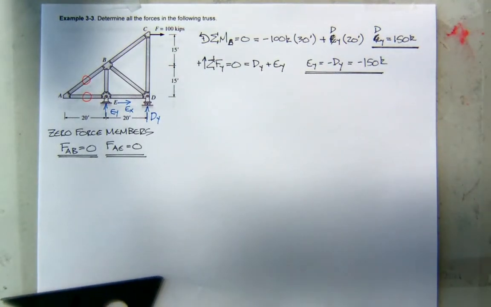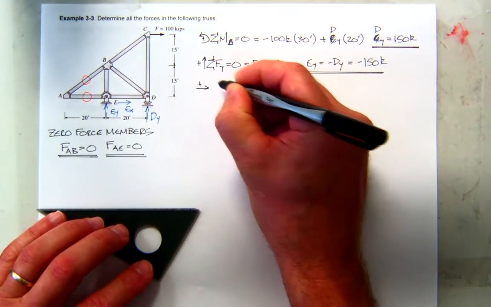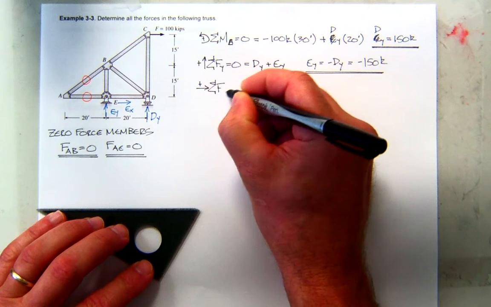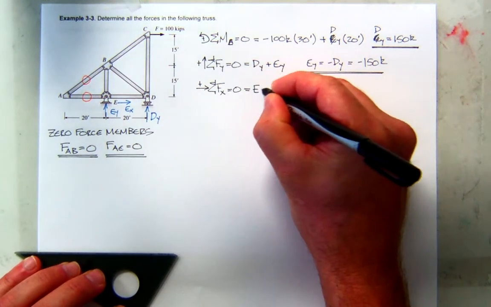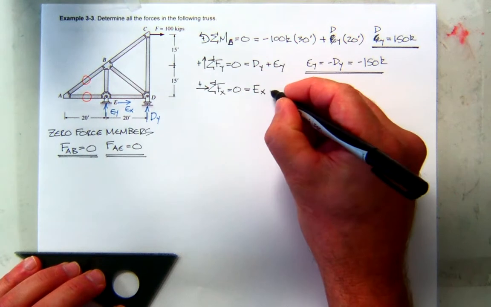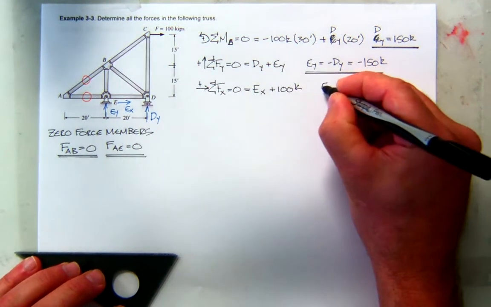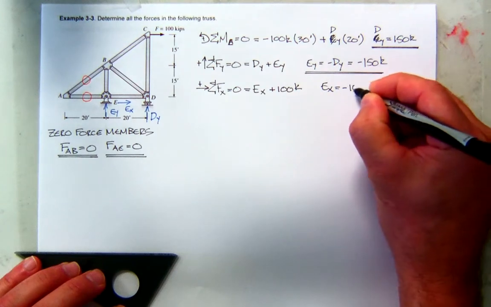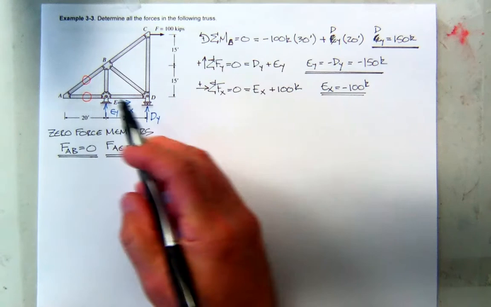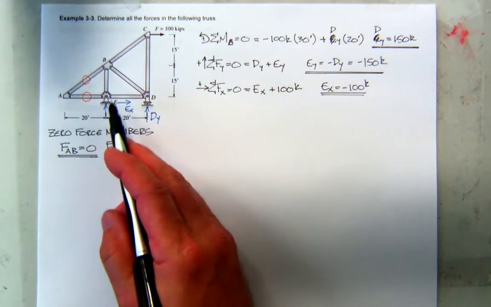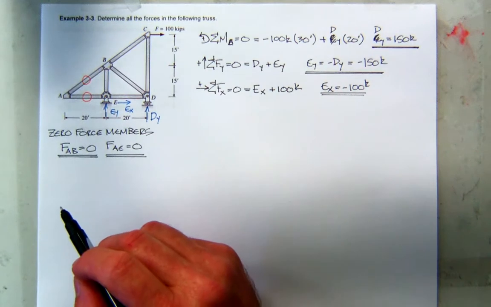Okay, so now we have one more, I forgot. We've got some forces in the x direction. In this case, we have EX to the right, so that's positive. And our load is to the right, that's also positive. So that should not be a hard one to solve. It looks like EX is equal to minus 100 kips. And again, that makes sense too. If the whole structure is being pulled to the right by the load, you expect the one horizontal reaction to push to the left to balance it.